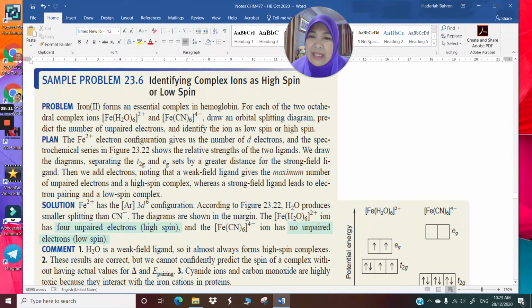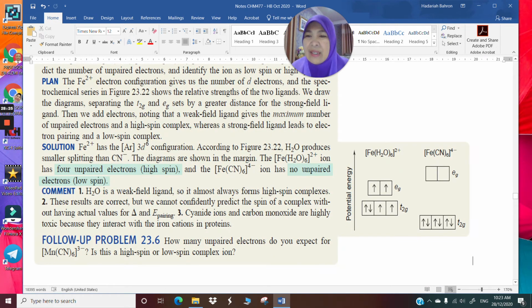Fe(H2O)6 and Fe(CN)6 2 minus, draw an orbital splitting diagram, predict the number of unpaired electrons, and identify the ion as high spin or low spin. Right, how will you do that? First, you must determine the oxidation state of your ion.